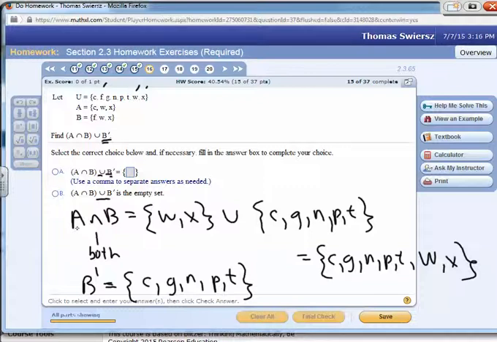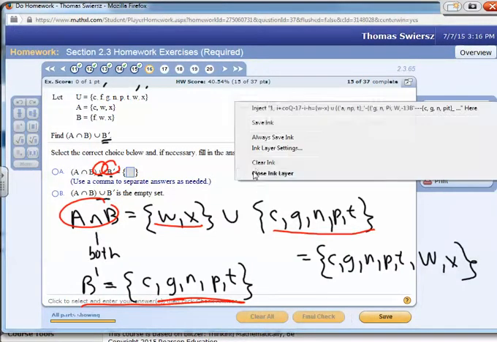All right, we first did A intersect B, got this. Then we did B complement, and we got this. And so then we got these two, and we finally did the union of these two, one or the other. So we get C, G, N, P, T, W, X, because we take all the elements in either set. All right, so let's go ahead and put that in, see if we've got it correct.